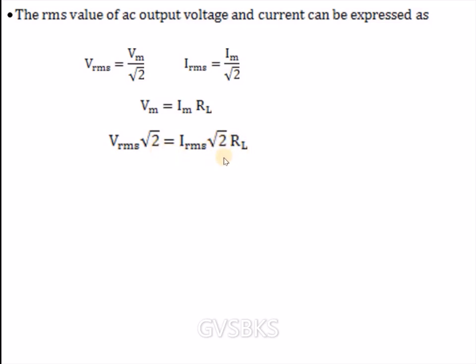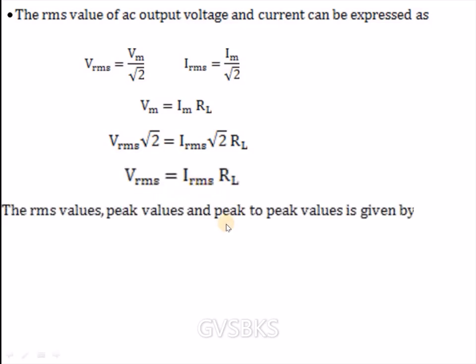The root 2's on both sides will get cancelled. Therefore, Vrms is equal to Irms into RL. The AC power can be given as AC voltage into AC current, which is Vrms into Irms. This can also be written in terms of I and R, I square RMS into RL, or else in terms of voltage only, V square RMS by RL.